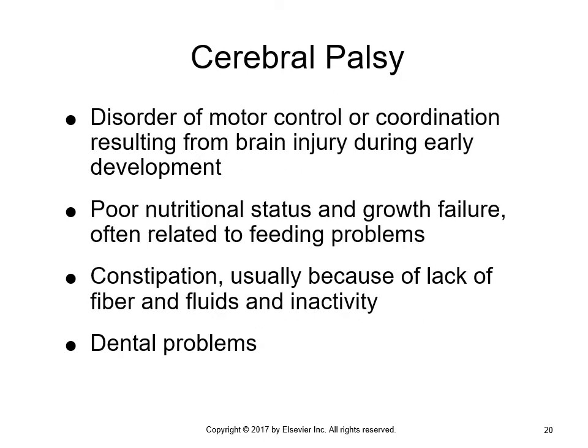So we'll take a look at cerebral palsy. This is a disorder of motor control or coordination resulting from brain injury during early development. Patients may have poor nutrition status and growth failure, often related to feeding problems. Constipation may appear, usually due to a lack of fiber, fluids, and physical inactivity. Again, because of an altered gait, they may not participate in physical activity, so we need to find alternative or appropriate physical activities, and possibly dental problems.